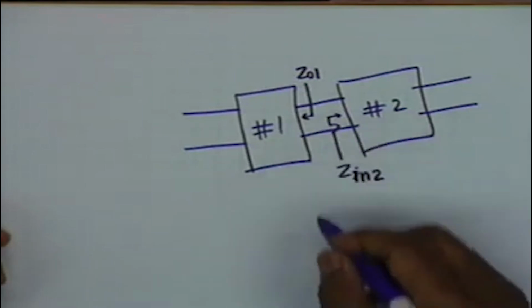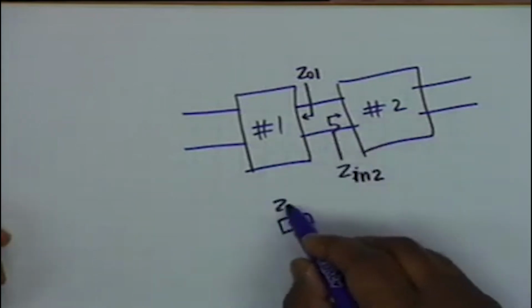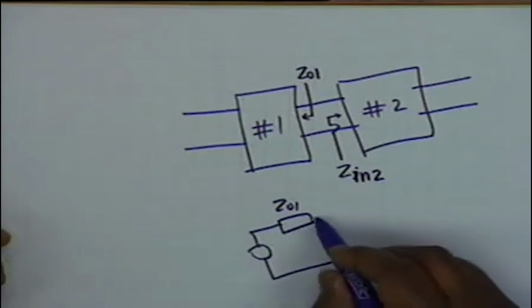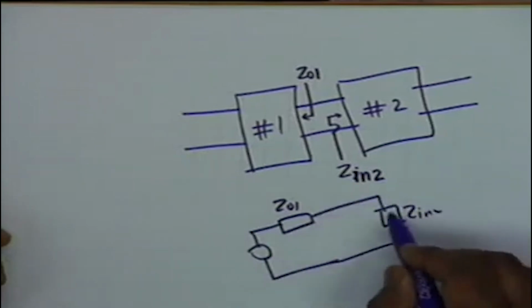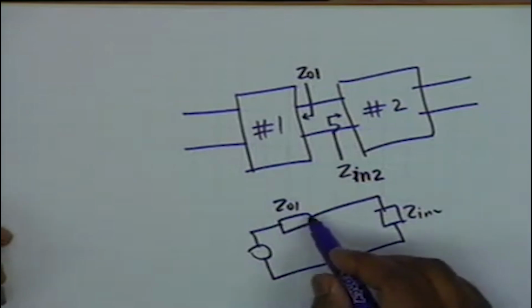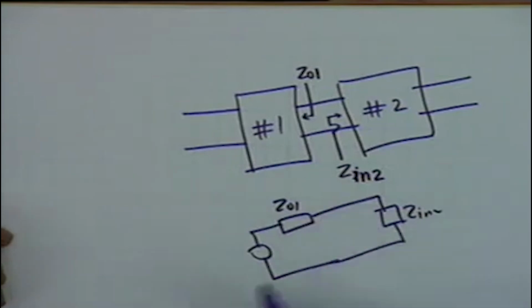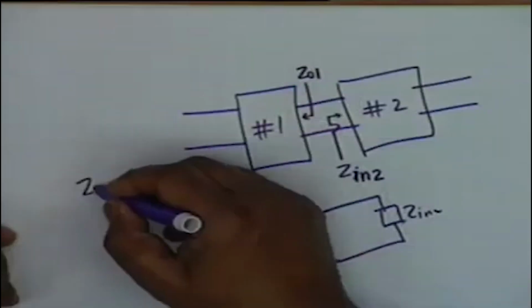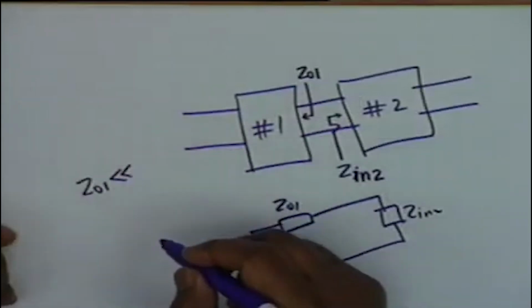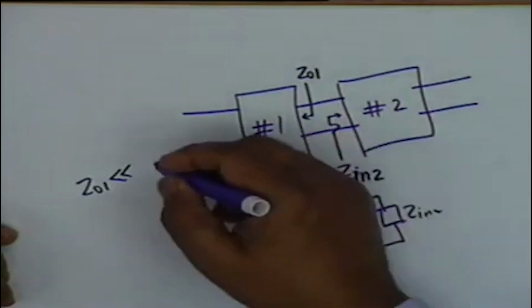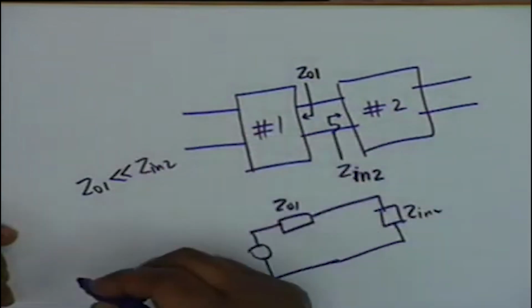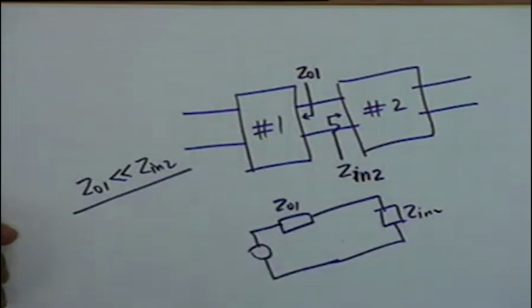Isn't that right? Because the Thevenin equivalent says that you have ZO1, a voltage source, then you are connecting to Z in 2. If Z in 2 is very small compared to ZO1, then obviously very little voltage shall go to the second stage. So what is the consideration then? ZO1 must be very small compared to the input impedance of the stage that it couples to, Z in 2. Alright, this consideration is extremely important.